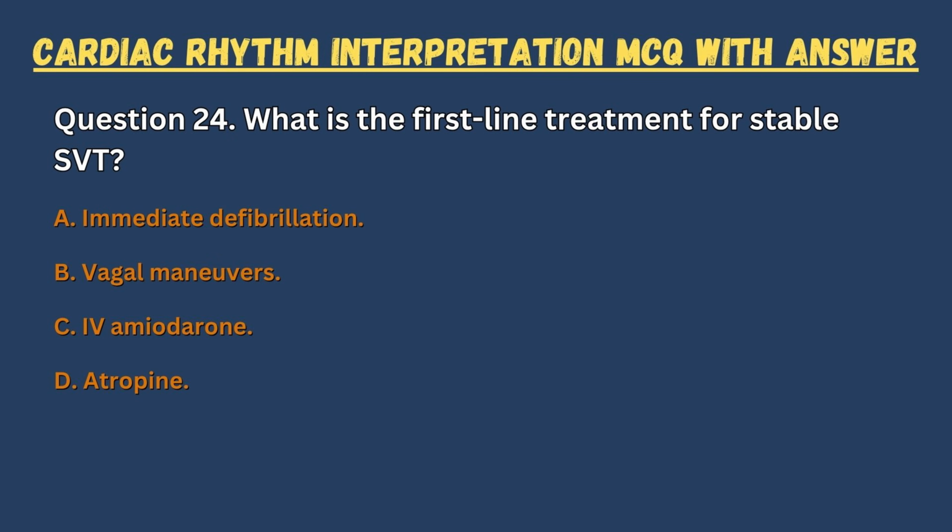Question 24. What is the first-line treatment for stable SVT? A. Immediate defibrillation. B. Vagal maneuvers. C. Amiodarone. D. Atropine.